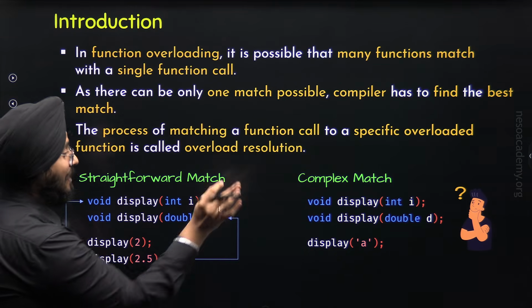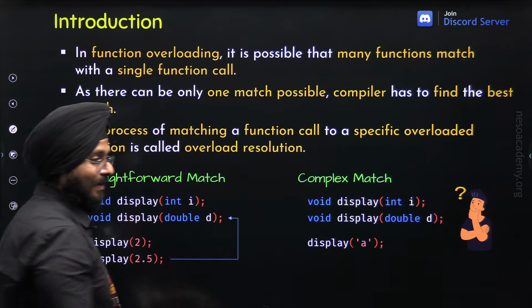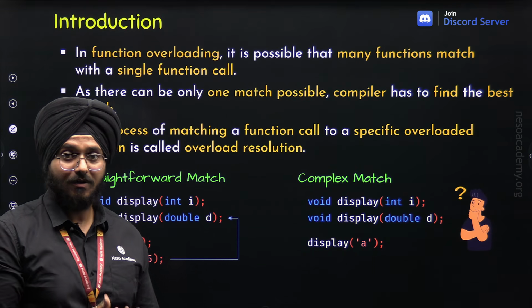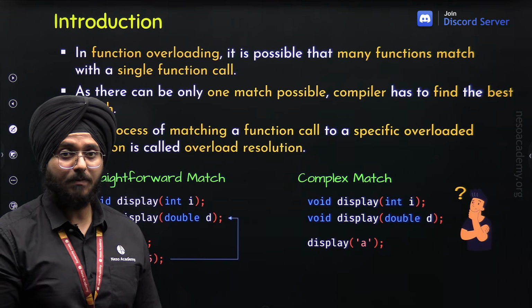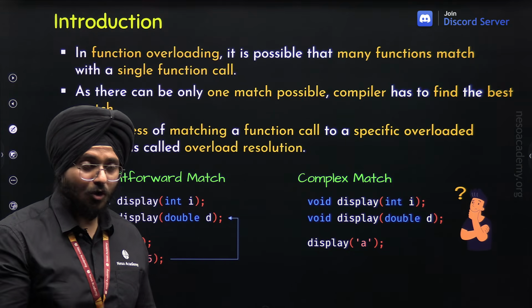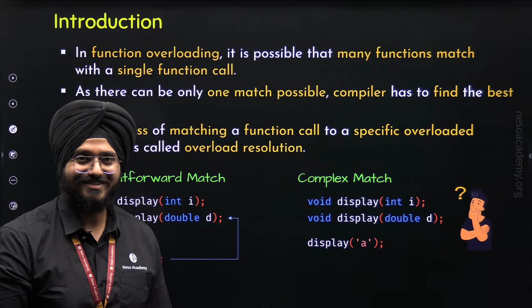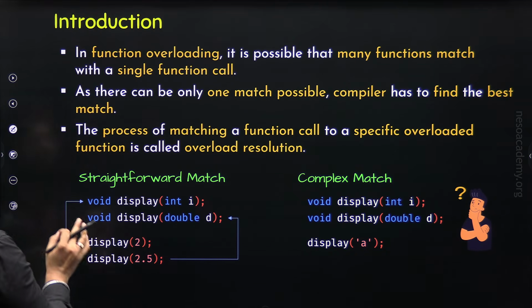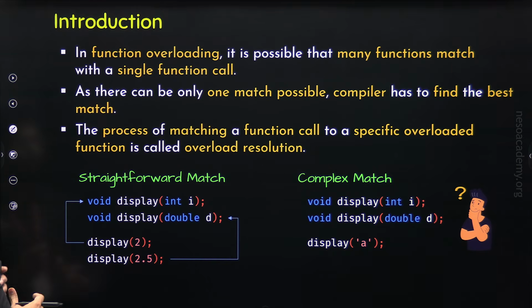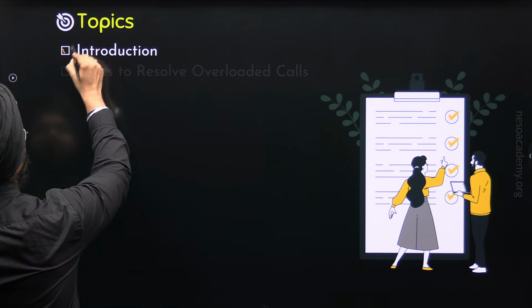Now, this is exactly what we will understand in the next topic. In the next topic, we will learn the steps which are adopted by the compiler to resolve such function calls and to find the best match. For now, we are done with the introduction. We have understood overload resolution properly. So, this means we are done with the first topic.